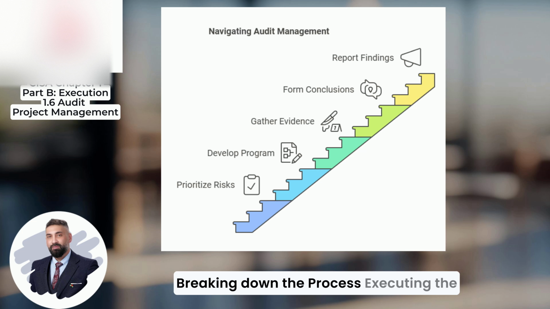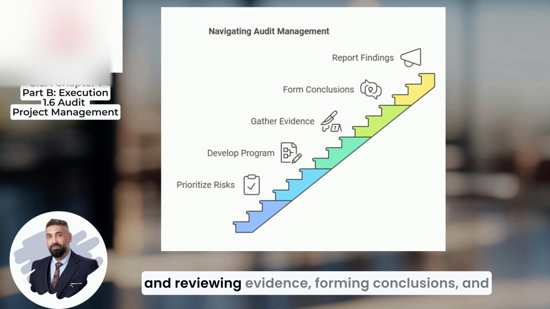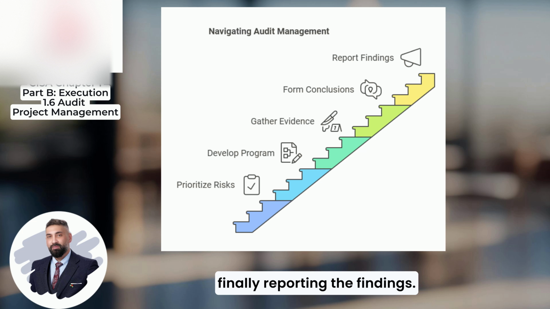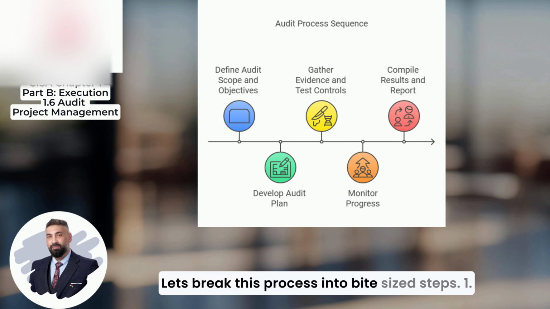Breaking down the process. Executing the audit is like navigating a roadmap. It's a multi-step process, and each piece plays a critical role in contributing to the final results. Broadly speaking, this process involves defining the audit's scope, setting objectives, gathering and reviewing evidence, forming conclusions, and finally reporting the findings. But these steps aren't isolated. They flow into one another as part of a larger narrative. Let's break this process into bite-sized steps.